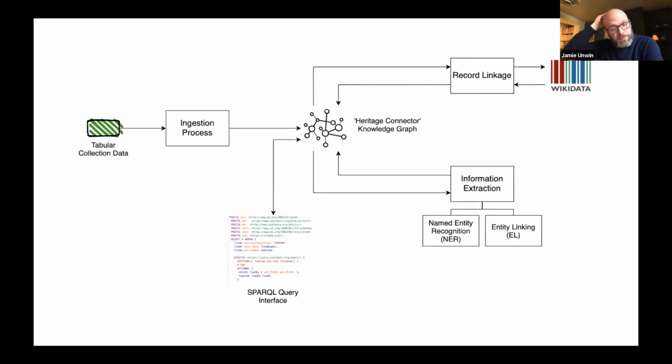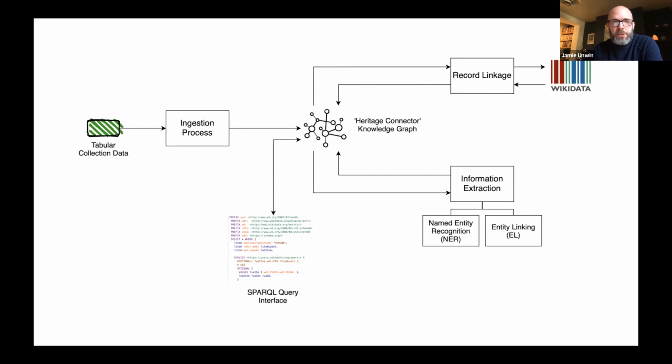This is a diagram. I'm not going to go into this later. We're basically converting our data from the collection systems into a knowledge graph, and as John said, using a bunch of techniques to extract information and build links on that.